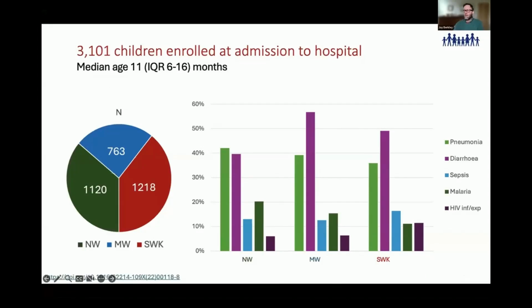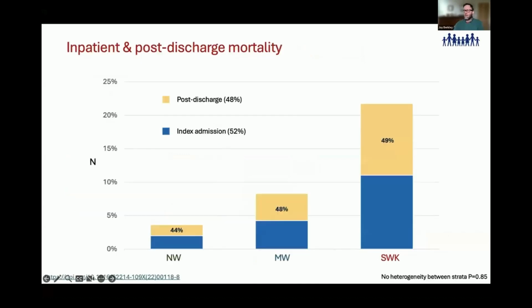We looked at when mortality occurred, and what we saw is that in all 3 of those groups, almost half of the mortality occurred during the 6-month period of follow-up after discharge, with no heterogeneity between strata. And we were interested in that because we'd previously seen post-discharge mortality in severely malnourished children, but it was not so much looked at in the other nutritional groups. There's a lot of mortality occurring post-discharge.